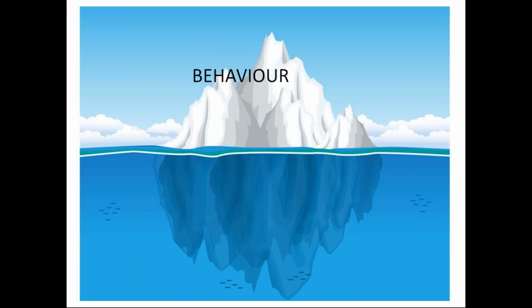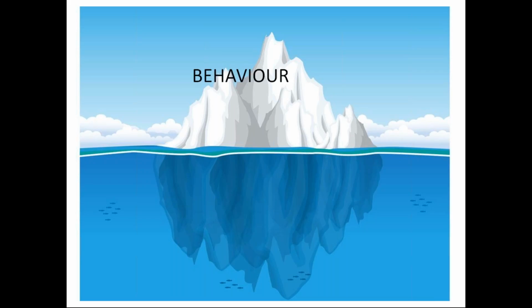This is an iceberg. The outer portion of the iceberg, let us call it the behavior. Because this is something that we normally see, we can easily see others' behavior: the way the person is talking or acting or behaving. All that we can see quite clearly. Sometimes we are also able to see our own behavior as well. So this is the tip of the iceberg.